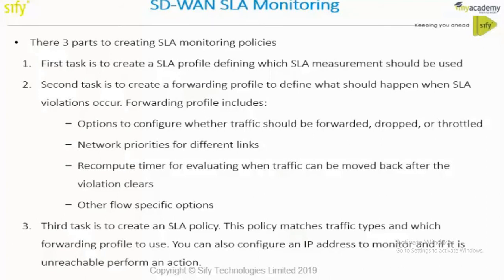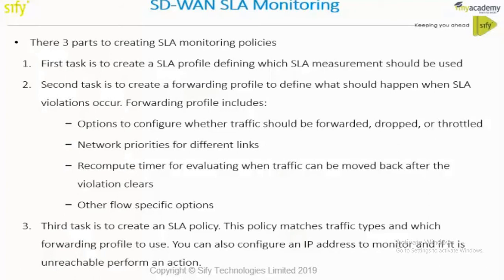Just before we go to the third task, in the second task, once you have created a forwarding profile, you map an SLA profile to the forwarding profile. Basically, you're saying that these are the priority links I'm looking at, and this is the acceptable SLA I need between the branch and the DC which are using these links.